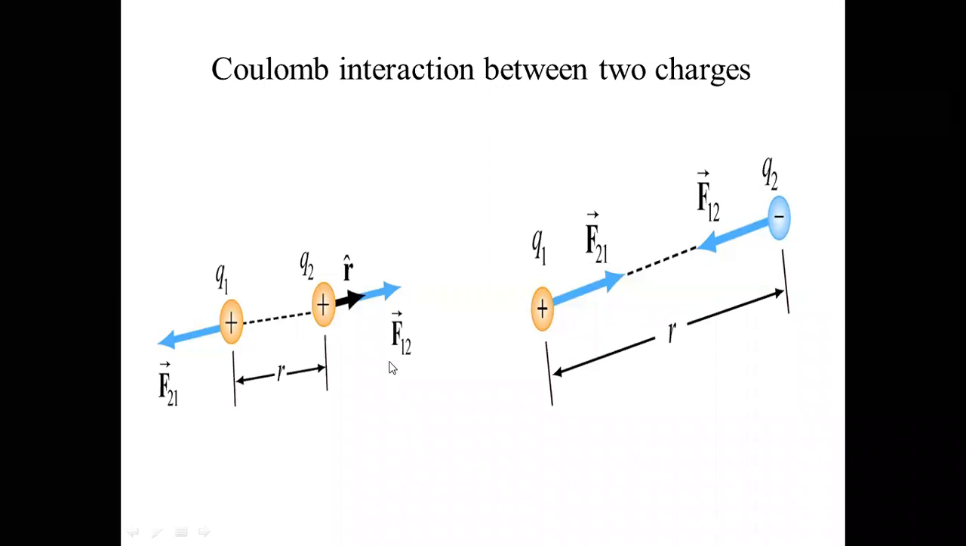This one is the force F12, which means the force repelling on the charge Q1 by the charge Q2. On which one is the force being experienced? This one is experiencing the force on Q1 due to Q2, and this one is the force on charge 2 due to Q1. So this is a vector quantity.